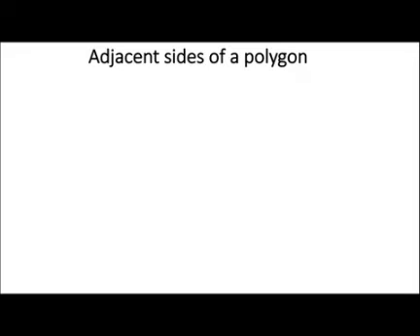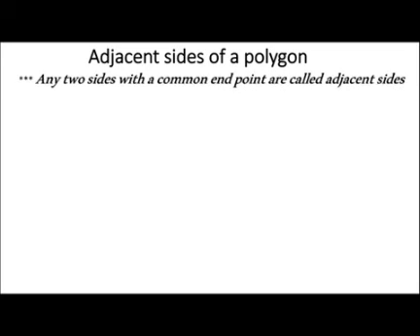Let us see what adjacent sides of a polygon are. Now all of you know what a polygon is. A polygon is a closed plane figure bounded by at least 3 line segments. And just now you learned what vertices are, what sides are, and what diagonals are. Now let us see what adjacent sides of a polygon are. Okay? Now, any two sides with a common end point are called adjacent sides.